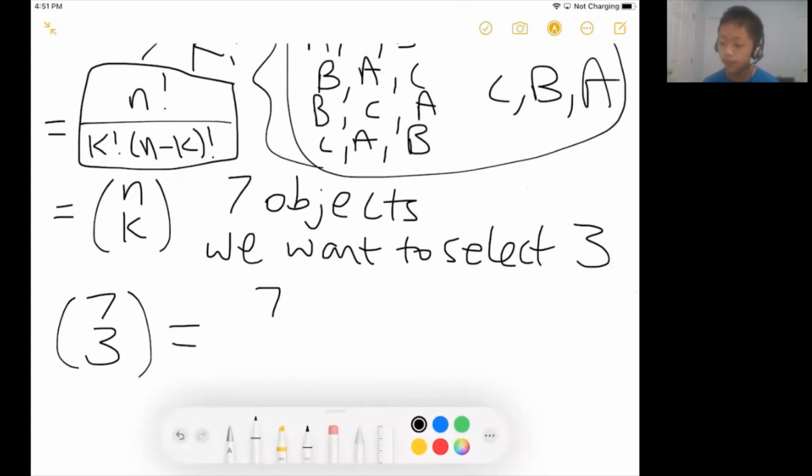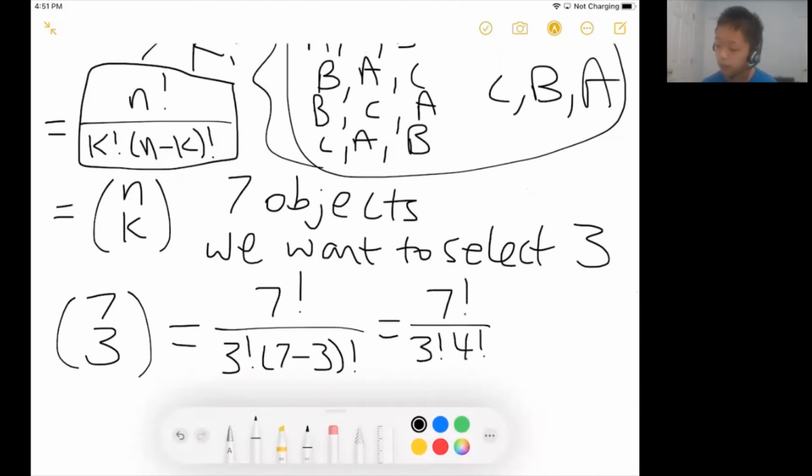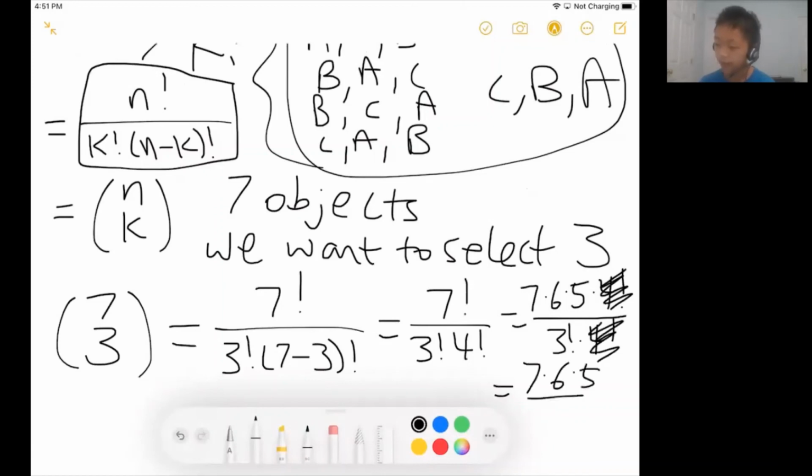Using this formula, this is 7 factorial over 3 factorial times 7 minus 3 factorial. So this is 7 factorial over 3 factorial times 4 factorial. I can write 7 factorial on the top as 7 times 6 times 5 times 4 factorial, divided by 3 factorial times 4 factorial. So these 4 factorials cancel out. So 7 times 6 times 5 divided by 3 factorial, which is 3 times 2. 3 times 2 is 6, so these cancel. So this is 35. That means there are exactly 35 ways to select 3 objects from a total of 7 objects.